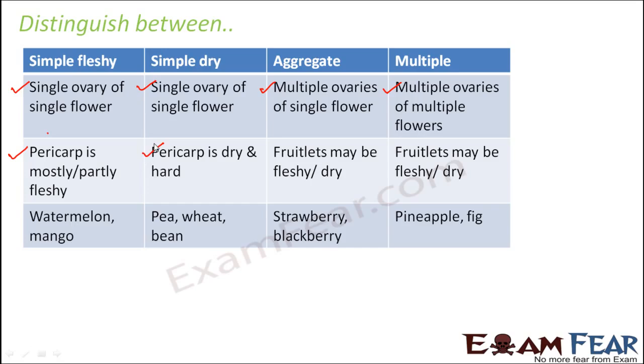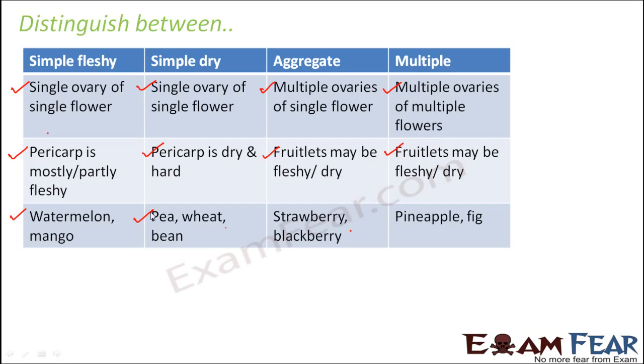Now in simple dry fruits, different examples of simple dry fruits will have different parts as dry. In aggregate fruits, fruitlets may be fleshy or dry because the aggregate fruit is made up of small fruitlets. So they can be fleshy, they can be dry. Again, in multiple fruits also the fruitlets may be fleshy or dry. Examples of simple fleshy would be watermelon, mango. In simple dry, pea, wheat, bean, these are all examples of simple dry fruits.